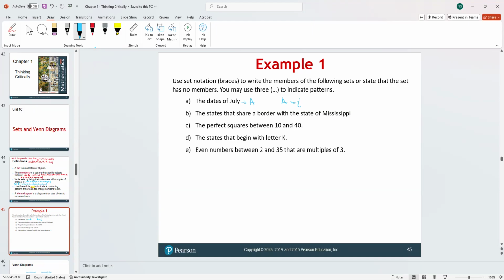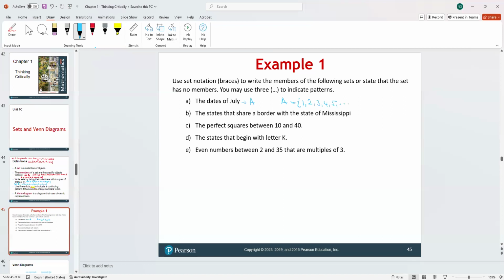Yes, July has how many days? 30. So we can list them. Zero is not in it, so those are all natural numbers. 1, 2, 3, 4, 5, 6, 7, 8, 9, 10, until you get to 31 because July has 31 days.